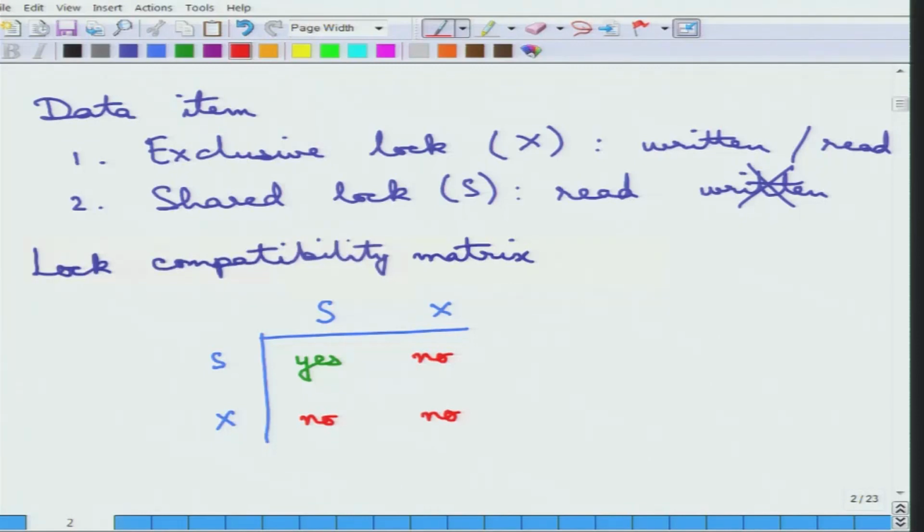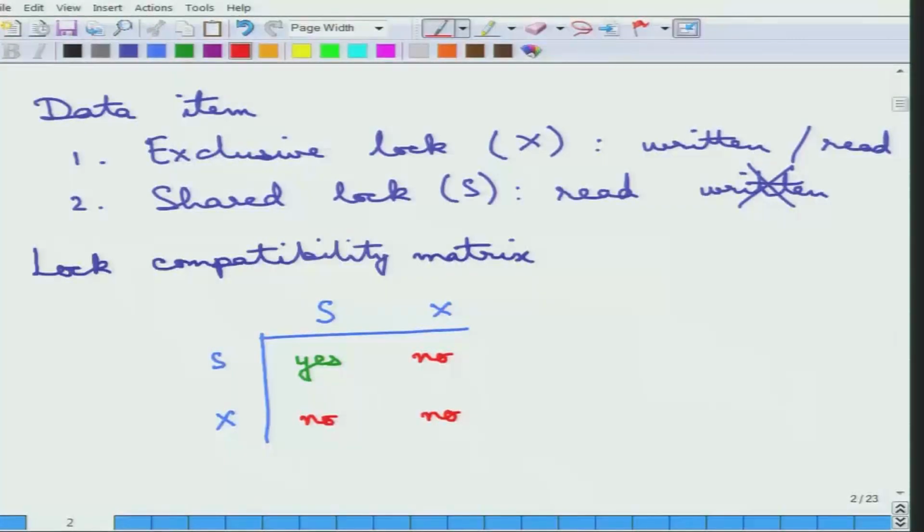Even if one of them wants to read and the other is writing, the other transaction will not be able to get the shared lock, because the other has got the exclusive lock. The only case where both transactions can get the lock is when both of them want to read the data item, in which case there is no conflict. So both of them can just obtain a shared lock, which is why the S to S entry in the matrix is yes, and they can just go ahead. So for the read, there is no conflict.